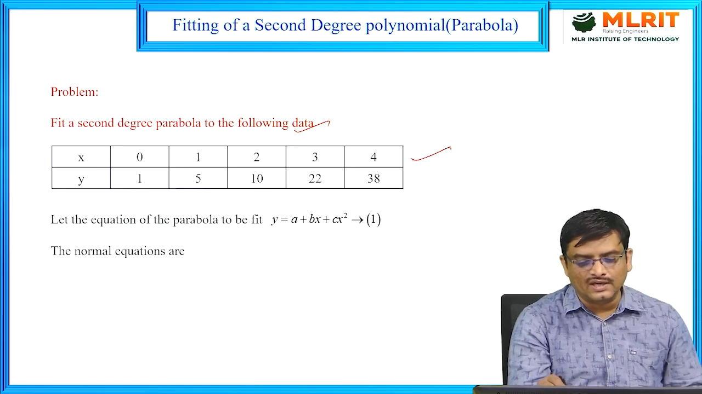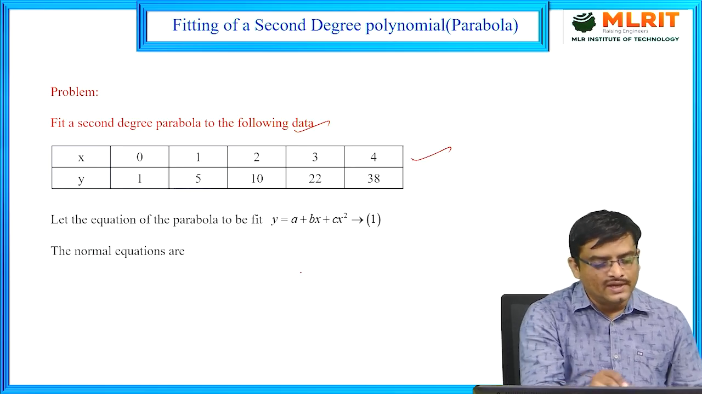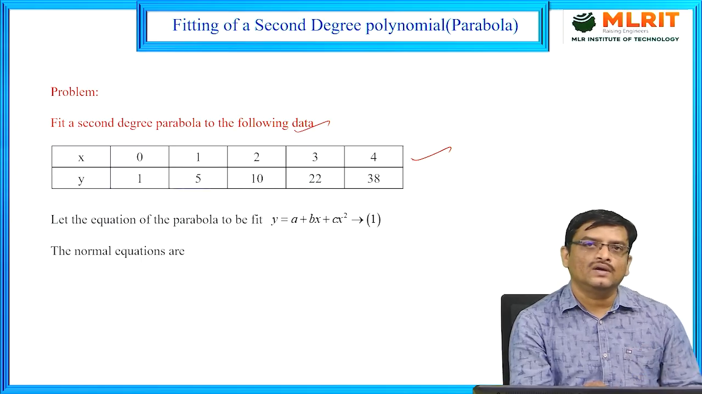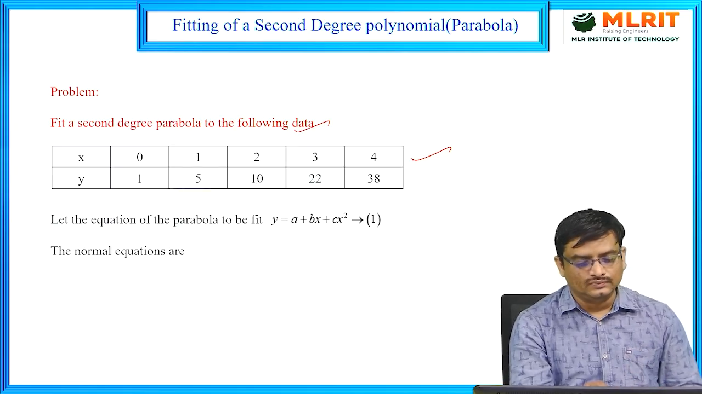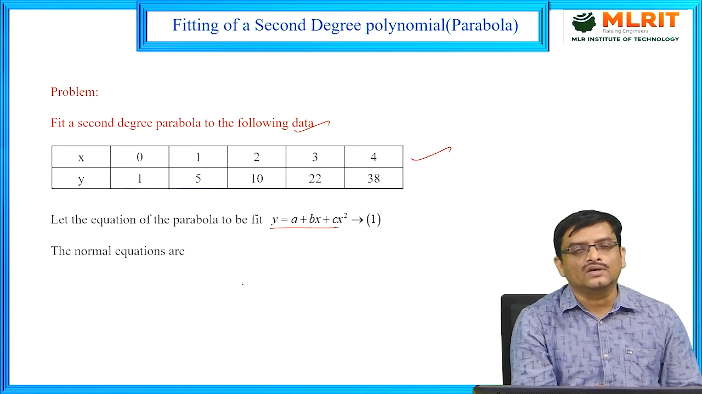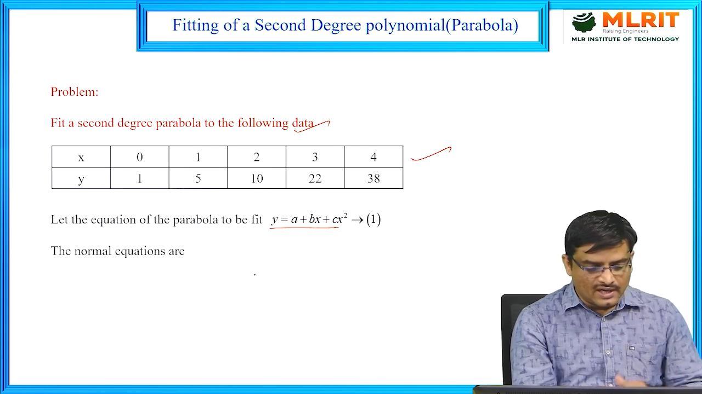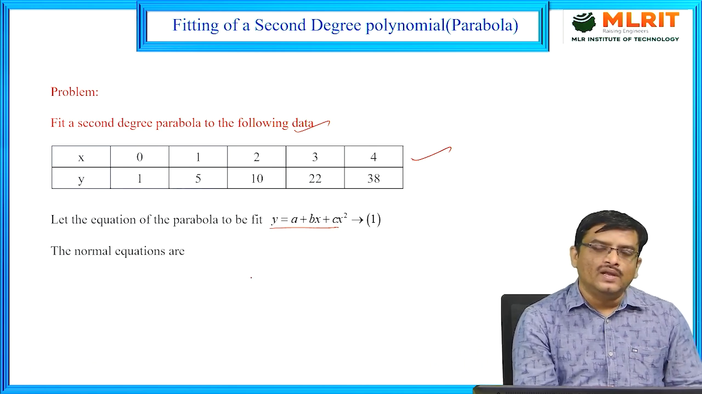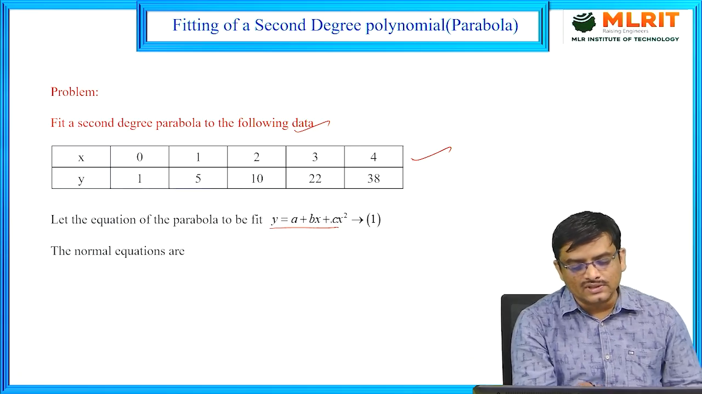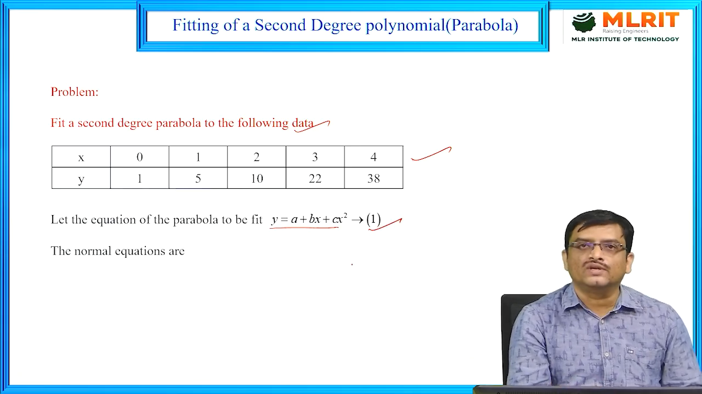So this is the data given, and for this data we have to find out the best second degree parabola. As usual, we have considered the standard equation for the second degree polynomial, or second degree parabola. So y is equal to a plus bx plus c x square. Consider this as equation 1.